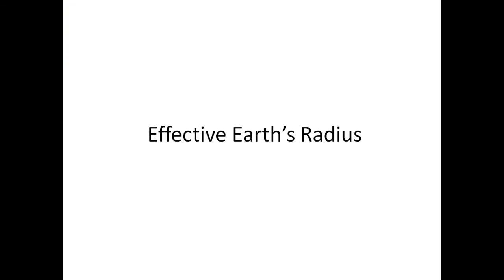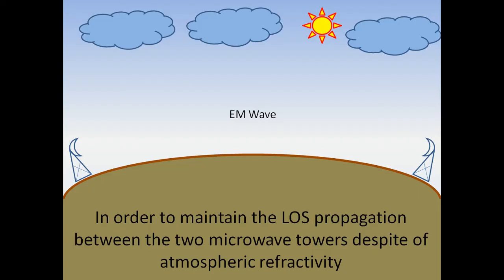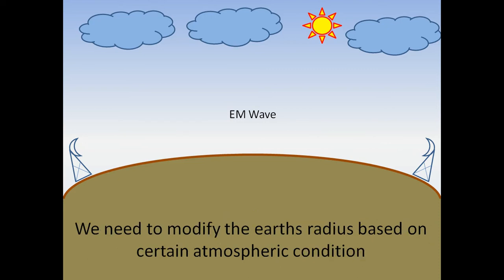Okay? So, next path parameter is called the effective Earth's radius. So, in order to maintain the line of sight propagation between the two microwave towers, despite of this bending of EM waves due to the atmospheric refractivity, okay, kailangan natin i-modify yung Earth's radius based on the certain atmospheric condition. Baka nagtataka kayo, sir, babaguhin natin yung radius ng mundo? Hindi. Meron lang tayong gagamiting equation in order to calculate para malaman natin kung ano ba yung tamang Earth's radius na hindi magbe-bend yung EM wave natin. Ganun lang yung ibig niya sabihin.